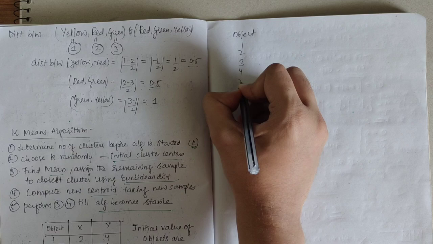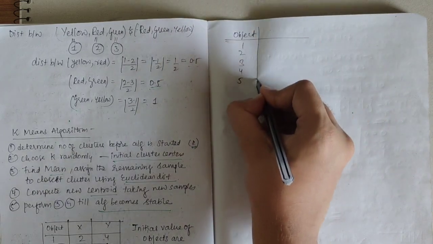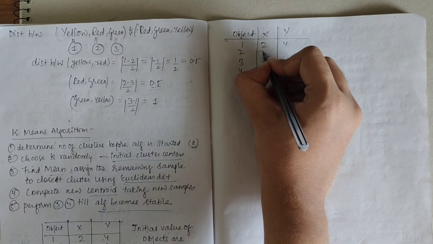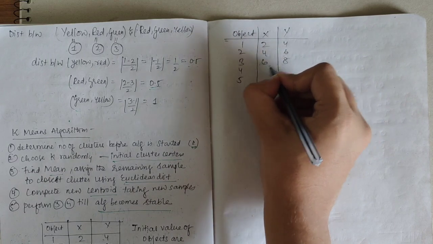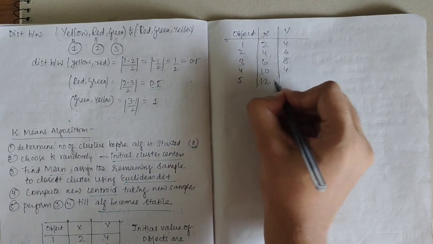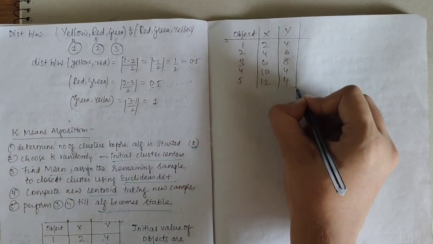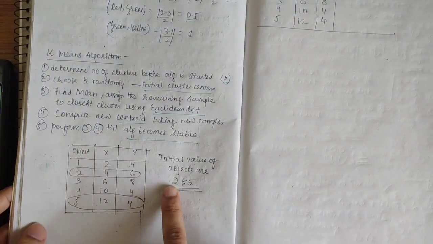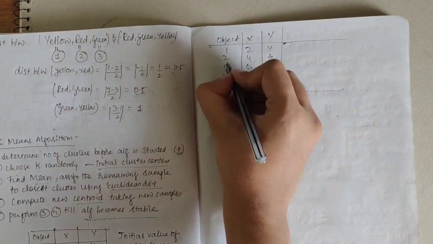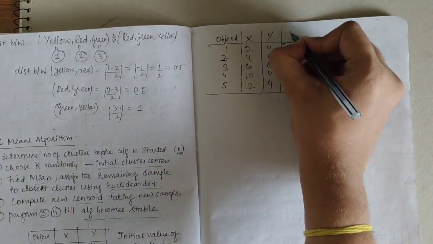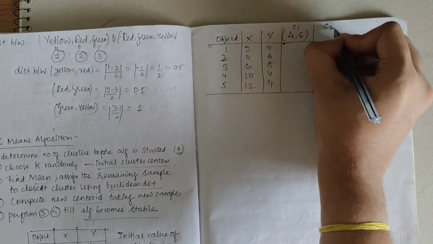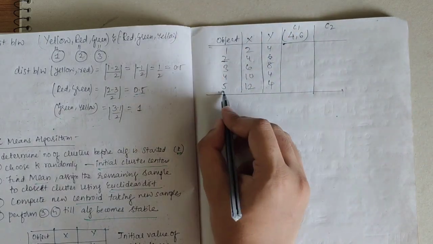Objects 1, 2, 3, 4 and 5. And on this side I have x and y. Here it would be 2, 4; 4, 6; 6, 8; 10, 4; and 12, 4. Now they have already assigned objects 2 and 5 as the two clusters. So object 2 is 4, 6. I'll write 4, 6 as the first cluster, and for the second cluster I'll write 12, 4. That is the fifth object.